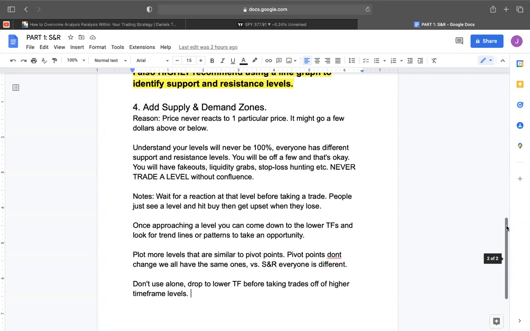And then when it doesn't hit, you lose and you get upset and you say the market is a scam. No, the market isn't a scam. You just didn't take it with extra confluences. The market didn't want to use that level. So keep that in mind.